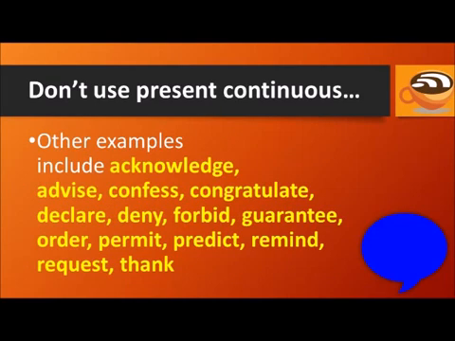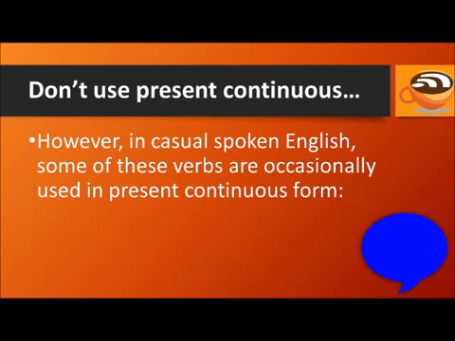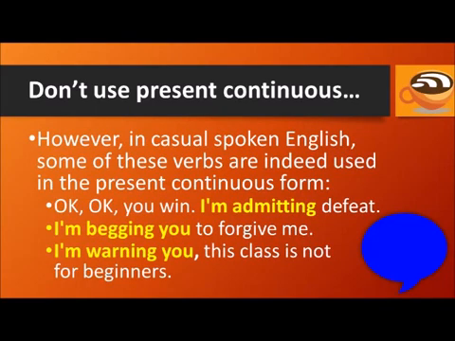Other examples include acknowledge, advise, confess, congratulate, declare, deny, forbid, guarantee, order, permit, predict, remind, request, and thank. These verbs are usually not used in the present continuous. However, in casual spoken English, some of these verbs are occasionally used in present continuous form. For example, okay, you win. I'm admitting defeat. I'm begging you to forgive me. I'm warning you, this class is not for beginners.